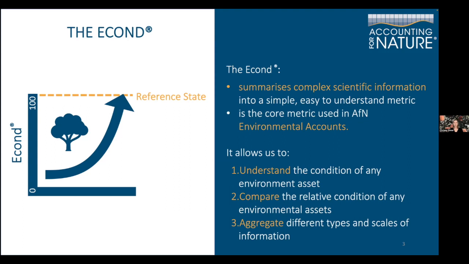The Econd also allows you to compare the condition of environmental assets. And so you'll see as we walk through the example that you actually get various Econd scores, and you're able to then aggregate up and aggregate down. So you're able to compare the condition within a property, but then also between properties, and also between assets, because they're all on that consistent scale of 0 to 100.